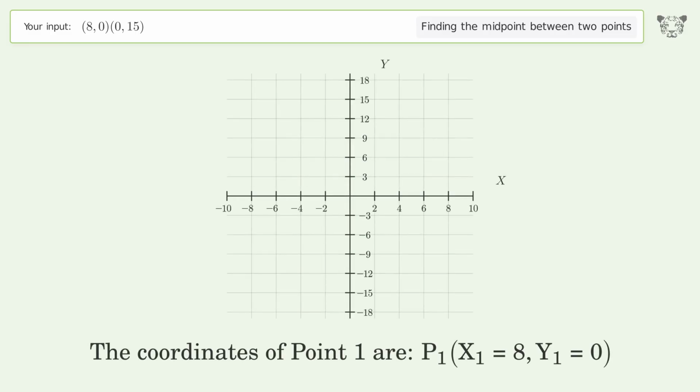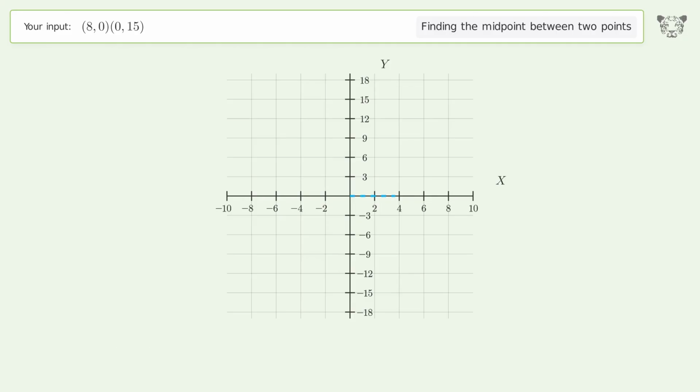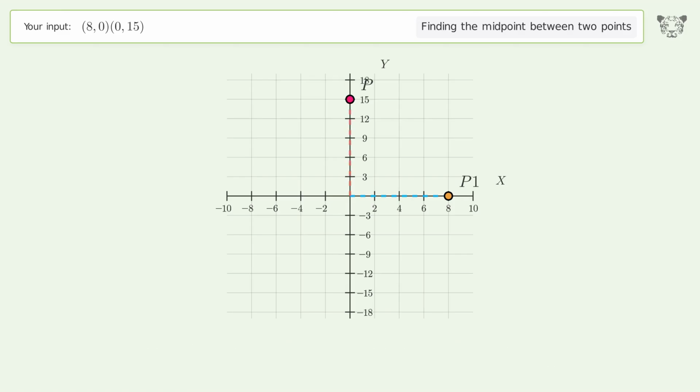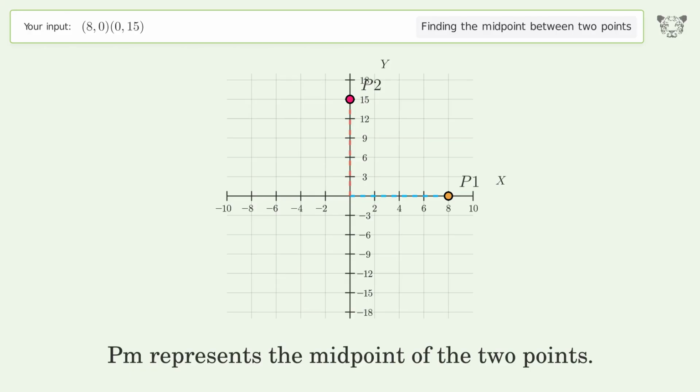The coordinates of point 1 are x1 equals 8, y1 equals 0. The coordinates of point 2 are x2 equals 0, y2 equals 15. PM represents the midpoint of the 2 points.